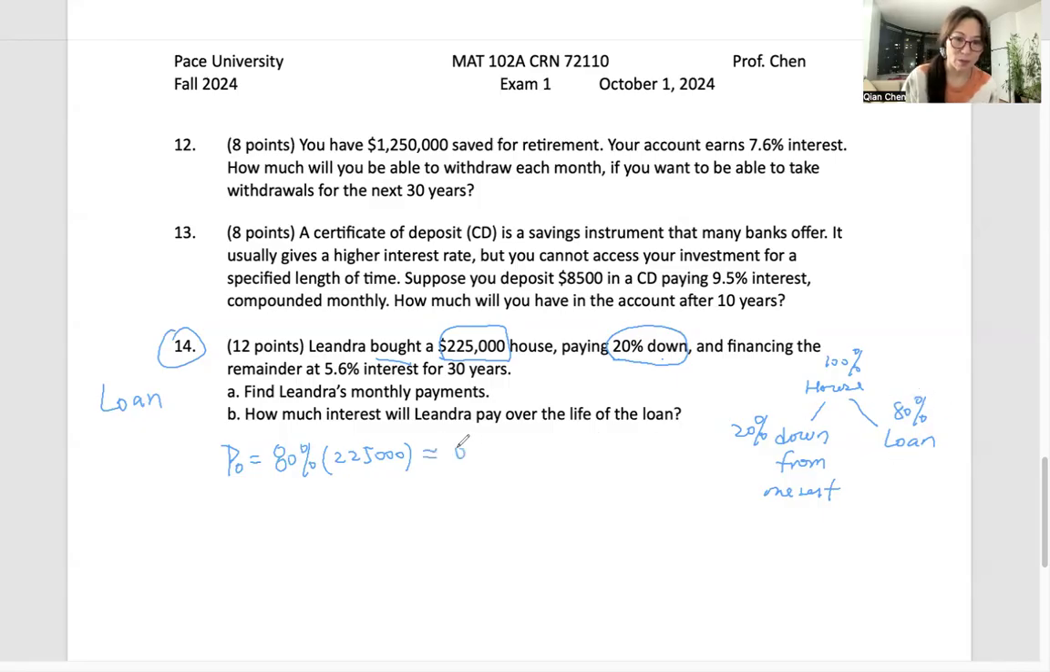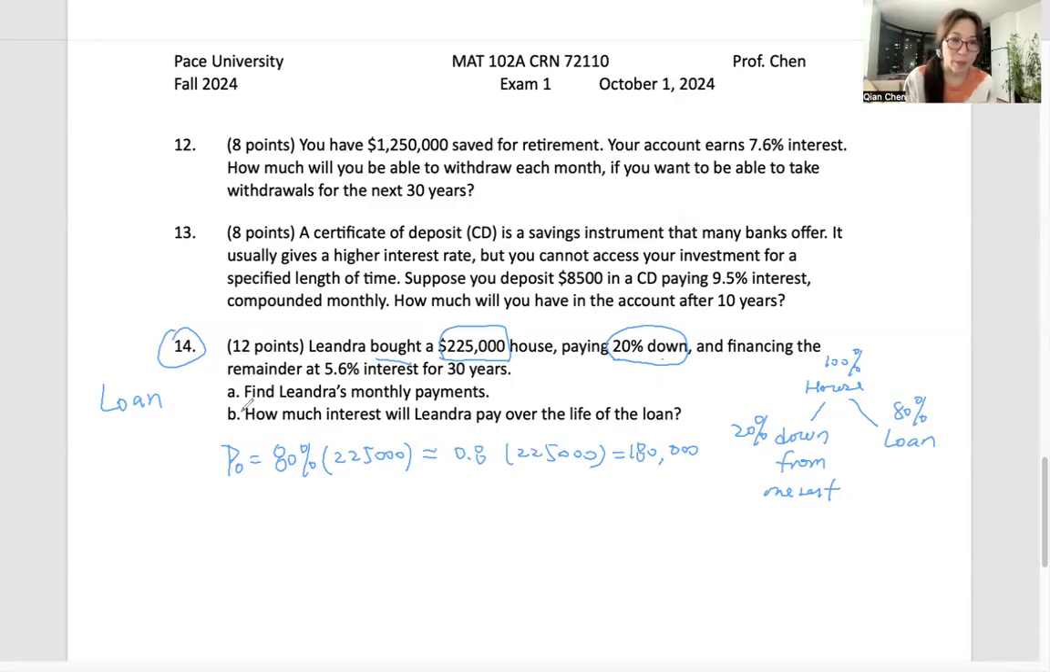So let's do that. That's 0.8 multiplied by this house price, 0.8 multiplied by 225 followed by 3 zeros. That's 180,000. So she needs to loan this much. That's P naught.